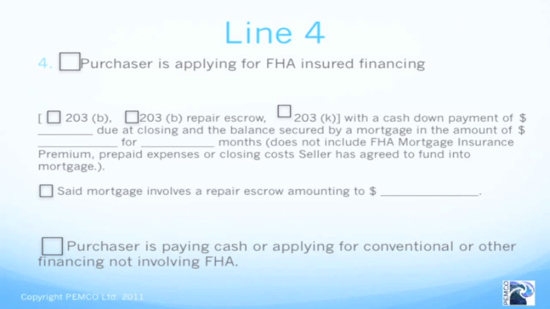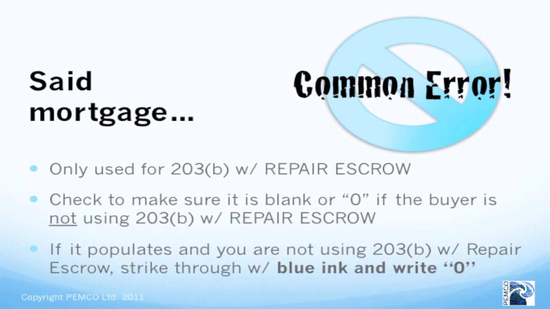This brings us to our next most common error. The line referring to escrow starting "said mortgage..." is strictly for use when your buyer is using FHA 203B financing with repair escrow. Currently, there is a glitch in the HUDhomestore.com software that will populate this line with the escrow amount on the listing no matter what financing is being used. If your buyer is not using FHA 203B financing, this line should be left blank or zero.